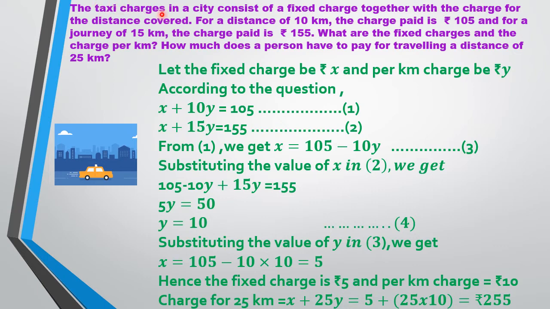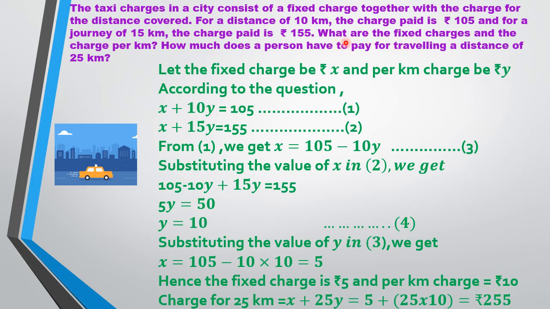The taxi charges in a city consist of a fixed charge together with the charge for the distance covered. Let us assume that the fixed charge is rupees x and the charge per kilometer is rupees y, because these are the two variables which are denoting the question. What is in the question?